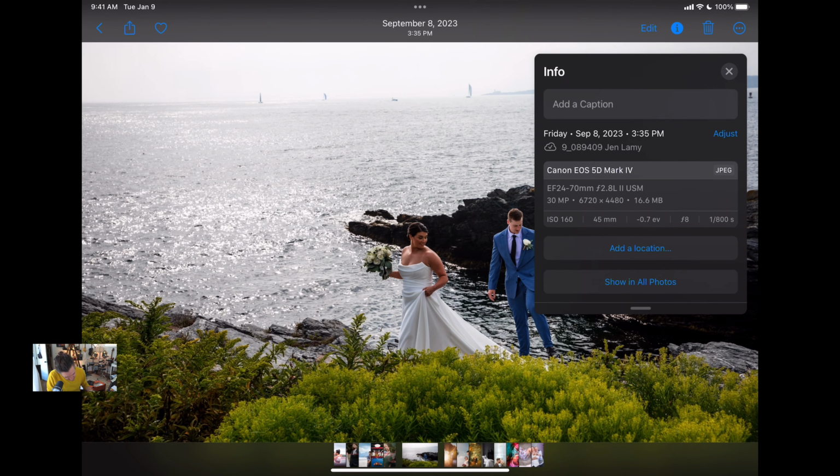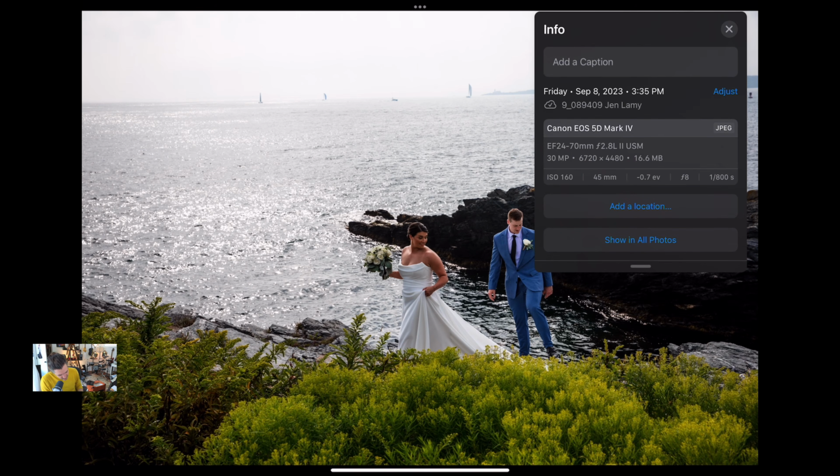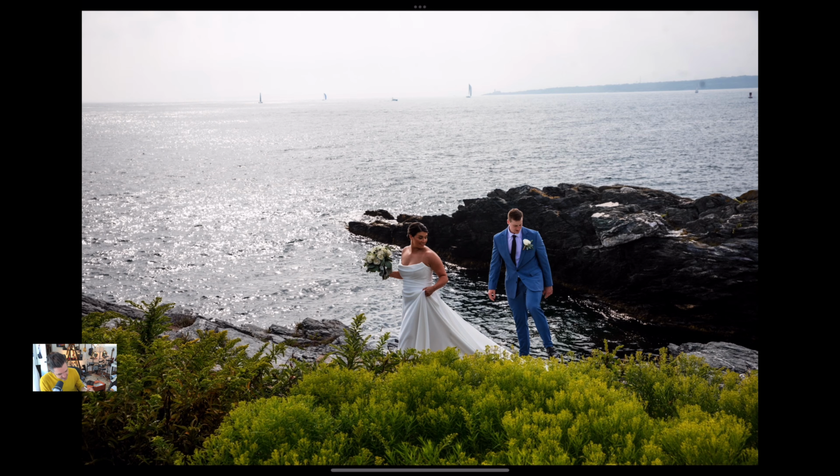Okay, so this is Jen at 12:57. Hey, Jen. Okay, 45 millimeter. Interesting. Oh, it was a zoom lens. It just happened to be 45 at f8, 1/800th of a second, ISO 160. F8 is an interesting choice here. You're far enough away and wide enough with the focal length that I guess it doesn't really matter.